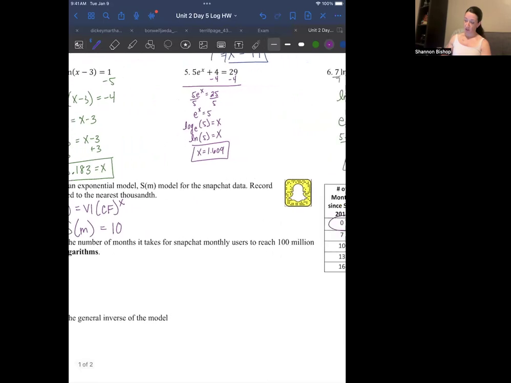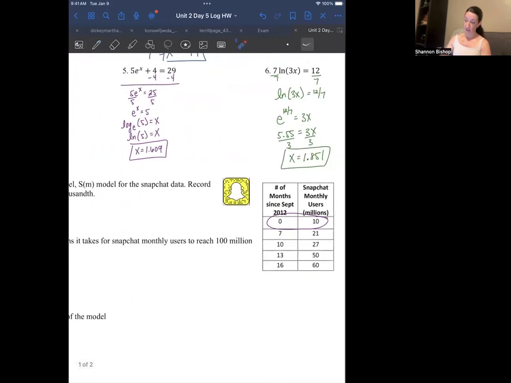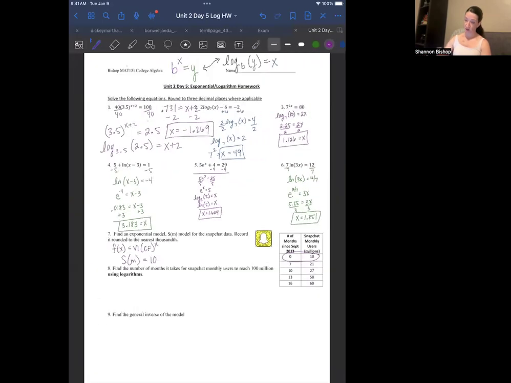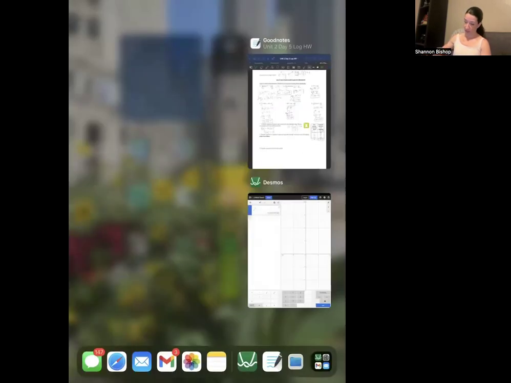But the change factor is not given to me. I have a table of data, yes, but I don't know the change factor. So we're going to have to calculate it ourselves using that good old divide backwards trick, where we grab the latest data point, which is 60, divided by the earliest data point, which is 10. This was over the course of 16 months, so all of this gets raised to the 1/16th power to find the per month change factor. So 60 over 10, to the 1/16th.